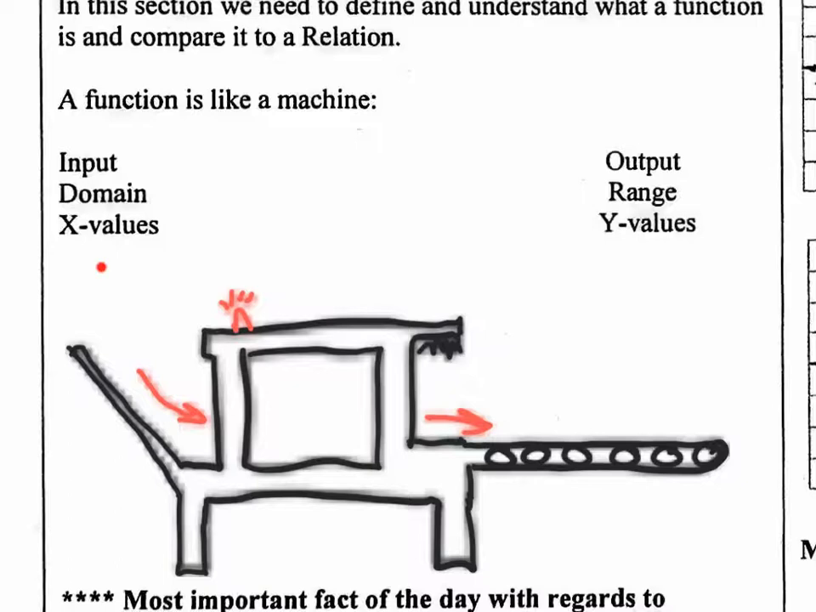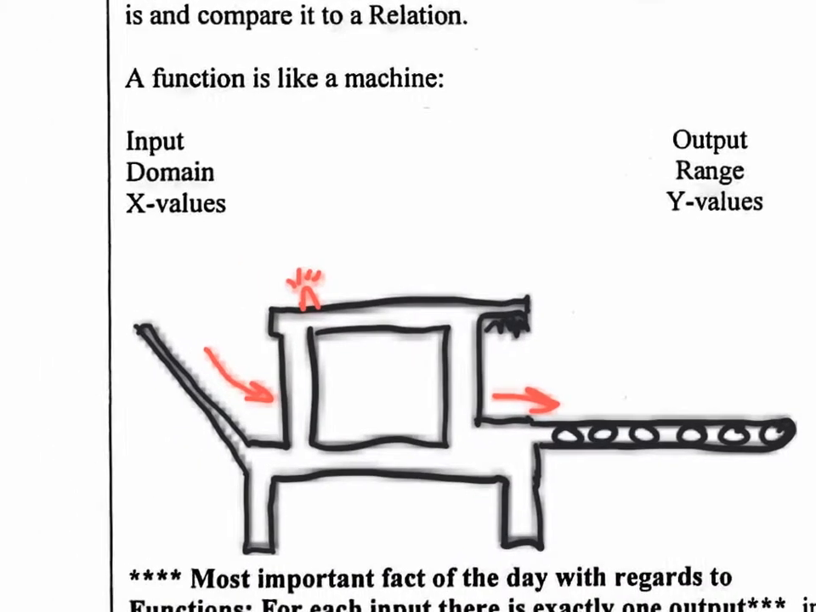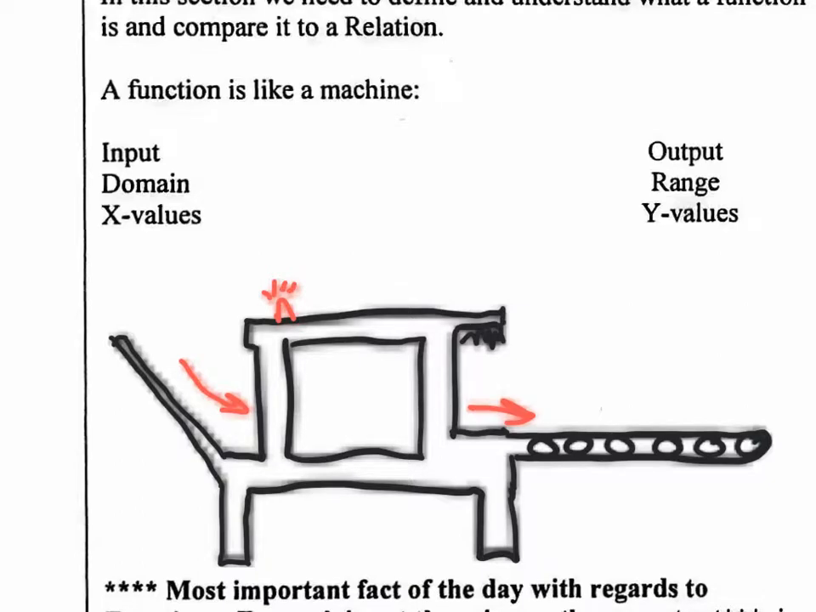So as you can see, we're going to be putting in values into this machine. Something's going to happen in here, and we're going to get out values. So after you draw this, it's a machine. This is what we're going to call a function machine. A function's like a machine. This is a function machine.